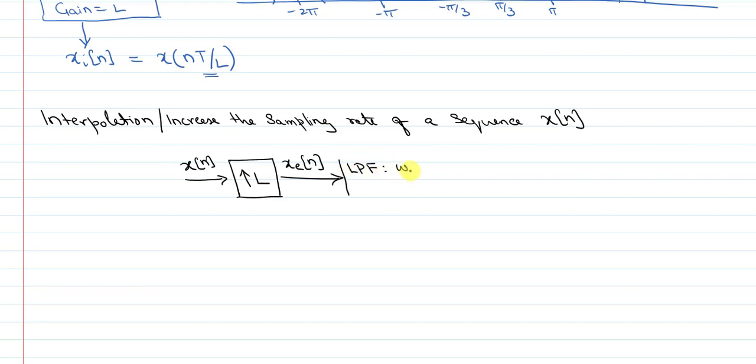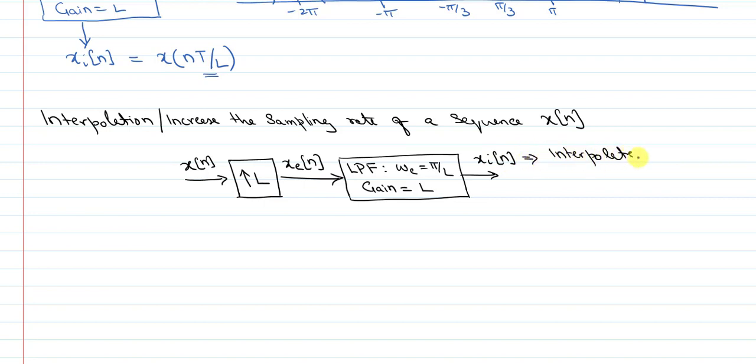And the low-pass filter, which we'll see in the next video, we should think of it as an interpolation filter. So once we take a low-pass filter with cutoff of pi over L and gain of L, then I get x_i[n], and this is the interpolated signal. All of the zeros in between that we get when we go from x[n] to x_e[n], in this interpolated signal, those zeros would have been filled.